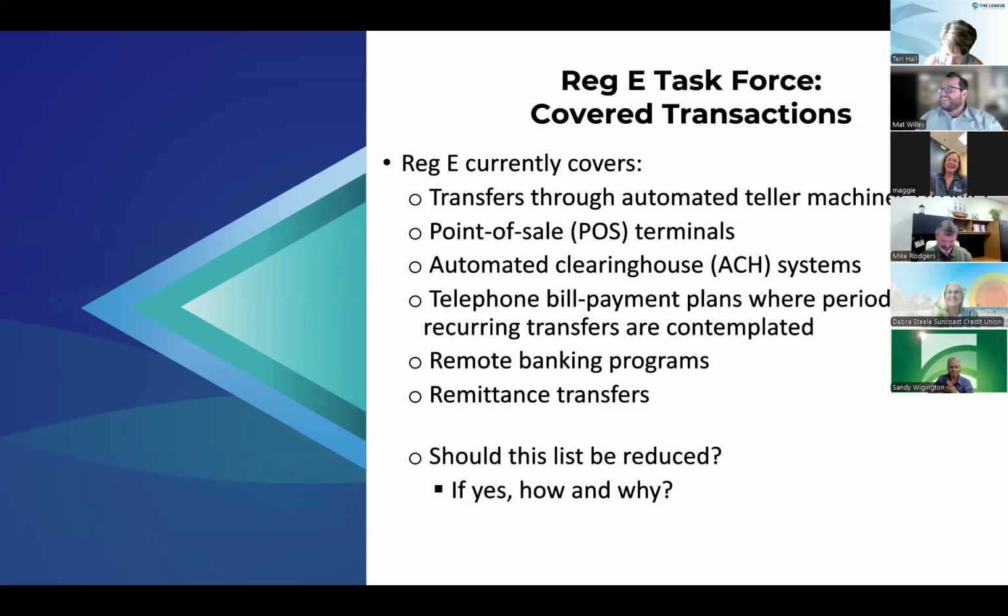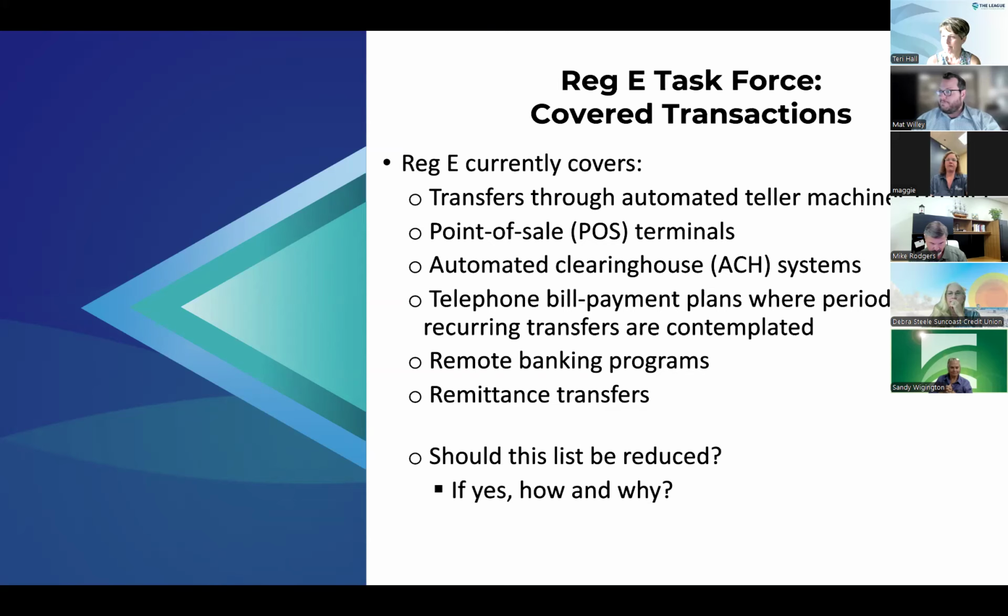Okay. So currently Reg E covers these transactions that are listed on the PowerPoint. I don't need to run back through them, I don't think. But really the thing we want to take away here is, do we feel like this list should be reduced? And if so, what should be taken away? Maybe there's duplication. What should be taken away and why? I don't know if we want to go through each one of these and just say, and that might be what we do.